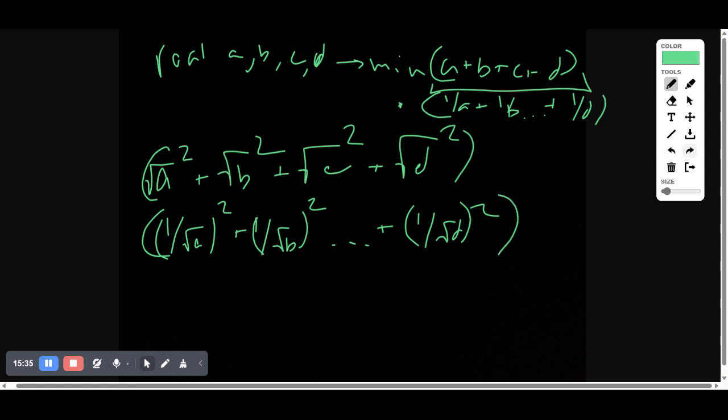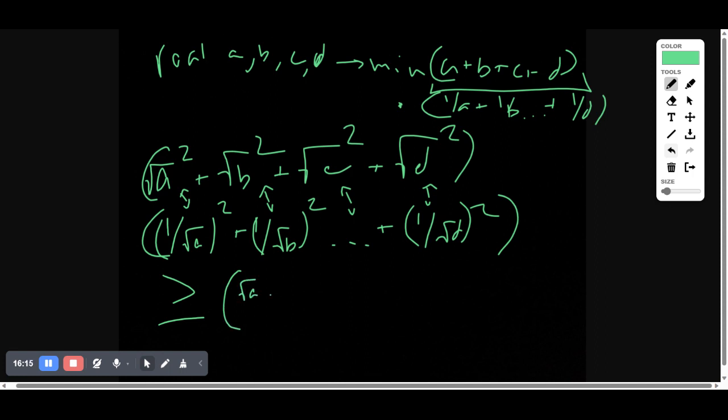We've gotten this into the form that Cauchy Schwarz likes. A1 squared plus A2 squared plus A3 squared plus A4 squared times the quantity B1 squared plus B2 squared plus B3 squared plus B4 squared is greater than or equal to, and note that A1 is the square root of A, A2 is the square root of B. You get the idea. And is greater than or equal to the product of these two plus the product of these two plus the product of these two plus the product of these two, and then all squared.